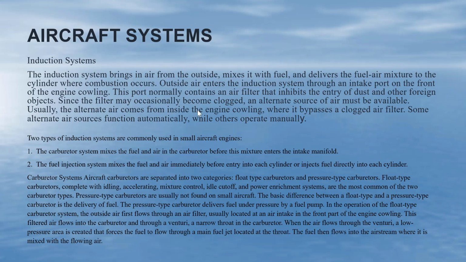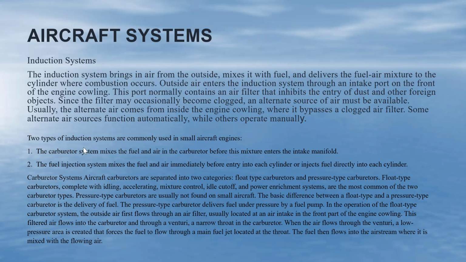Outside air enters the induction system through an intake port on the front of the engine cowling. This port normally contains an air filter that inhibits the entry of dust and other foreign objects. Since the filter may occasionally become clogged, an alternate source of air must be available. Usually the alternate air comes from inside the engine cowling, where it bypasses a clogged air filter. Some alternate air sources function automatically while others operate manually.